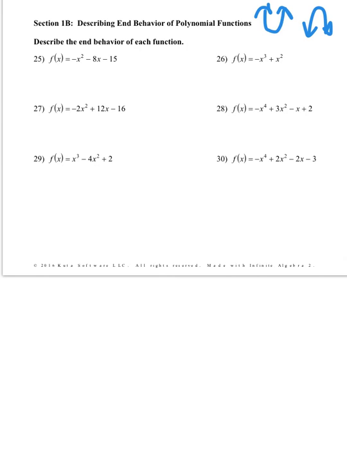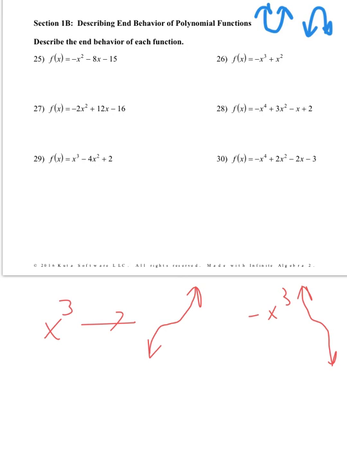If I have x cubed, the graphs for these are going to look something like this. So y equals x cubed, the base parent graph, is something like this. Y equals negative x cubed looks something like this. As I go to the right with y equals x cubed, it's going up. As I go to the left, it's going down.